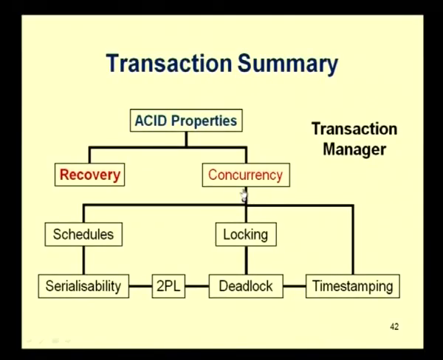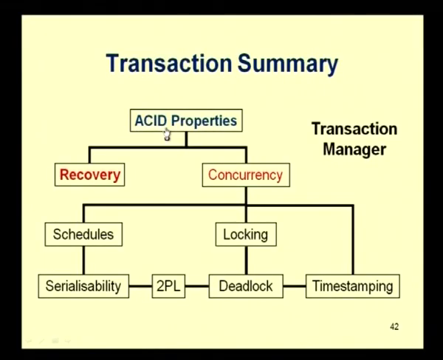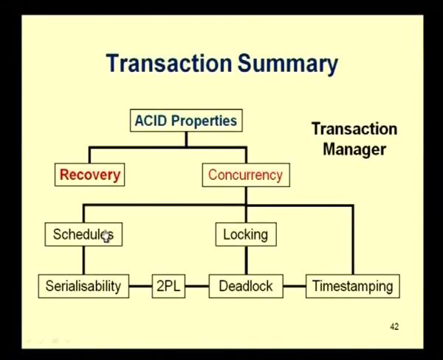So, in these 3 or 4 lectures, what we have done is we have looked at ACID properties, and there we have looked specifically at concurrency. And when we talked about concurrency, we spoke about schedules. What are the different types of schedules? Now, schedules, you remember, is the way in which the transactions are ordered. If you have 4 or 5 transactions, how the transactions' operations are ordered.